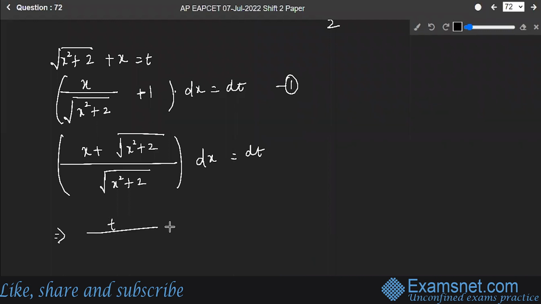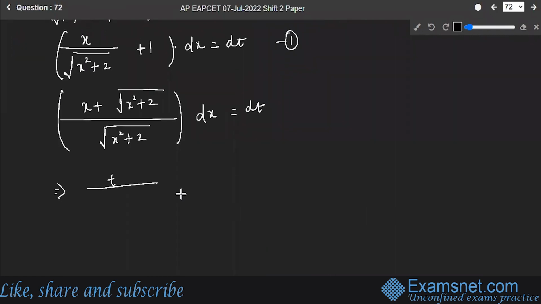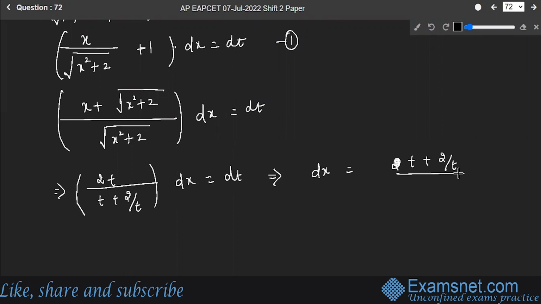This is equal to t if I put it in terms of t. And root of x square plus 2, we just solved, this was equal to t plus 2 upon t, whole divided by 2. So 2 will go up, t plus 2 upon t, dx is equal to dt, which gives you dx is equal to t plus 2 upon t upon 2t dt. Hope this is clear to you.